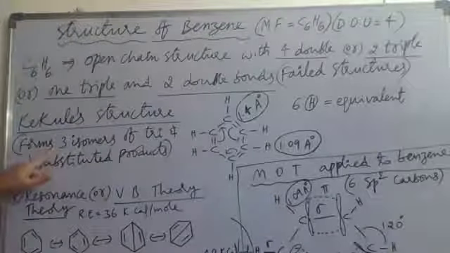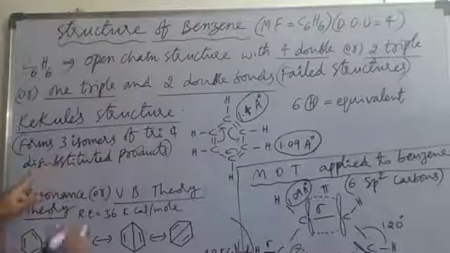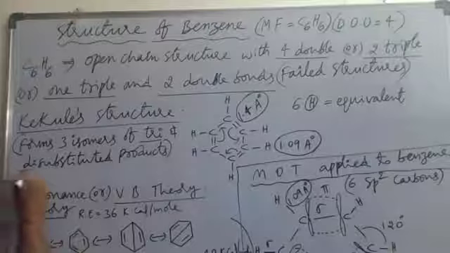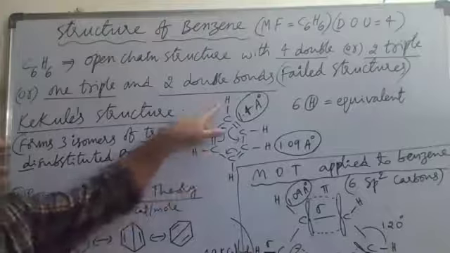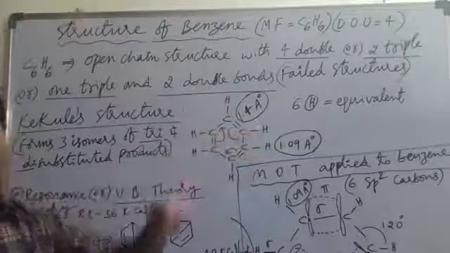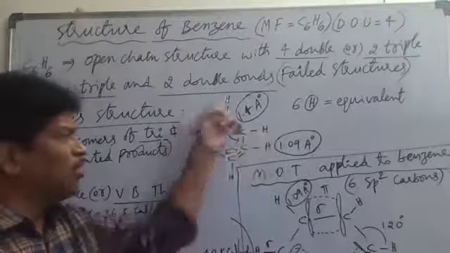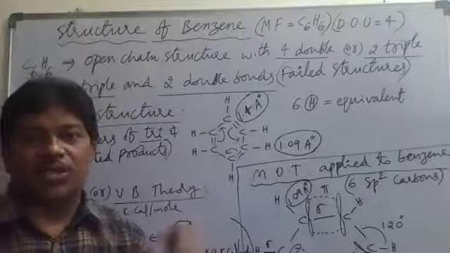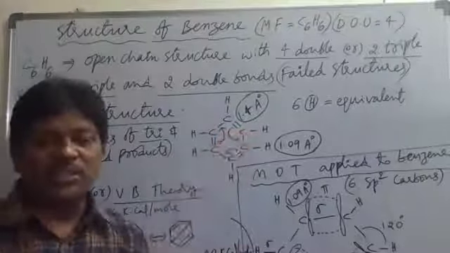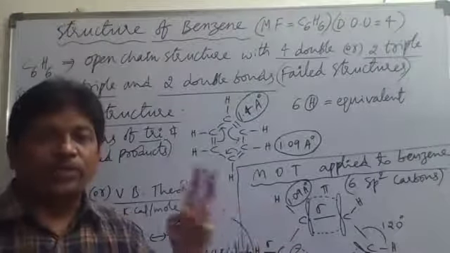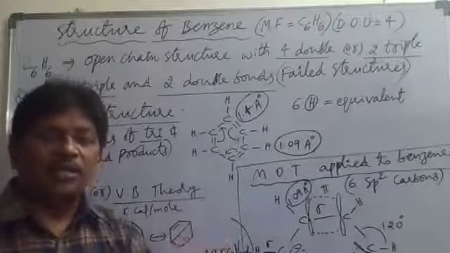The Kekulé structure forms 3 isomers of tri-substituted or di-substituted product. If you add a halogen to benzene, suppose one halogen is already added, one more halogen can be added. That is di-substituted. If 3 halogen atoms are substituted, that is called tri-substituted. Any other group, if 3 groups are substituted in the place of 3 hydrogen atoms, that is a tri-substituted product. If 2 groups are substituted in the place of 2 hydrogen atoms, that is a di-substituted product.